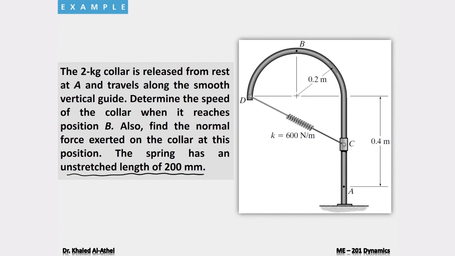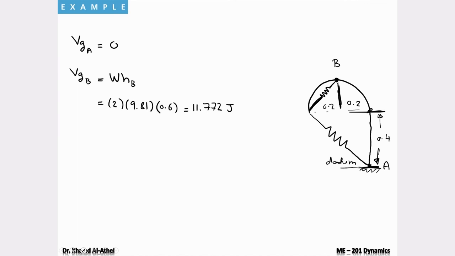Let's go back to the problem. Determine the speed of the collar when it reaches position B. We found this one. Now the second part, it says also find the normal force exerted on the collar at this position. The normal force. So in this case, I'll need first at position B to draw the free body diagram.